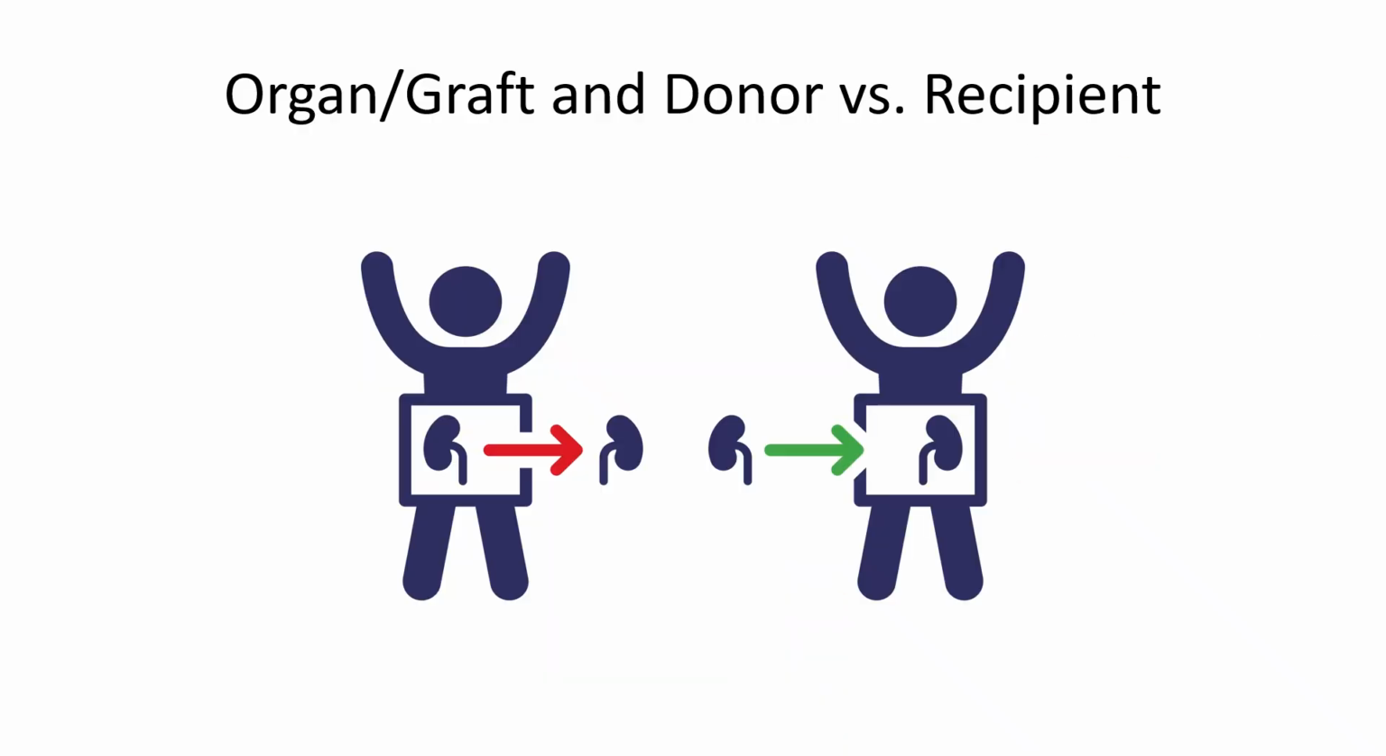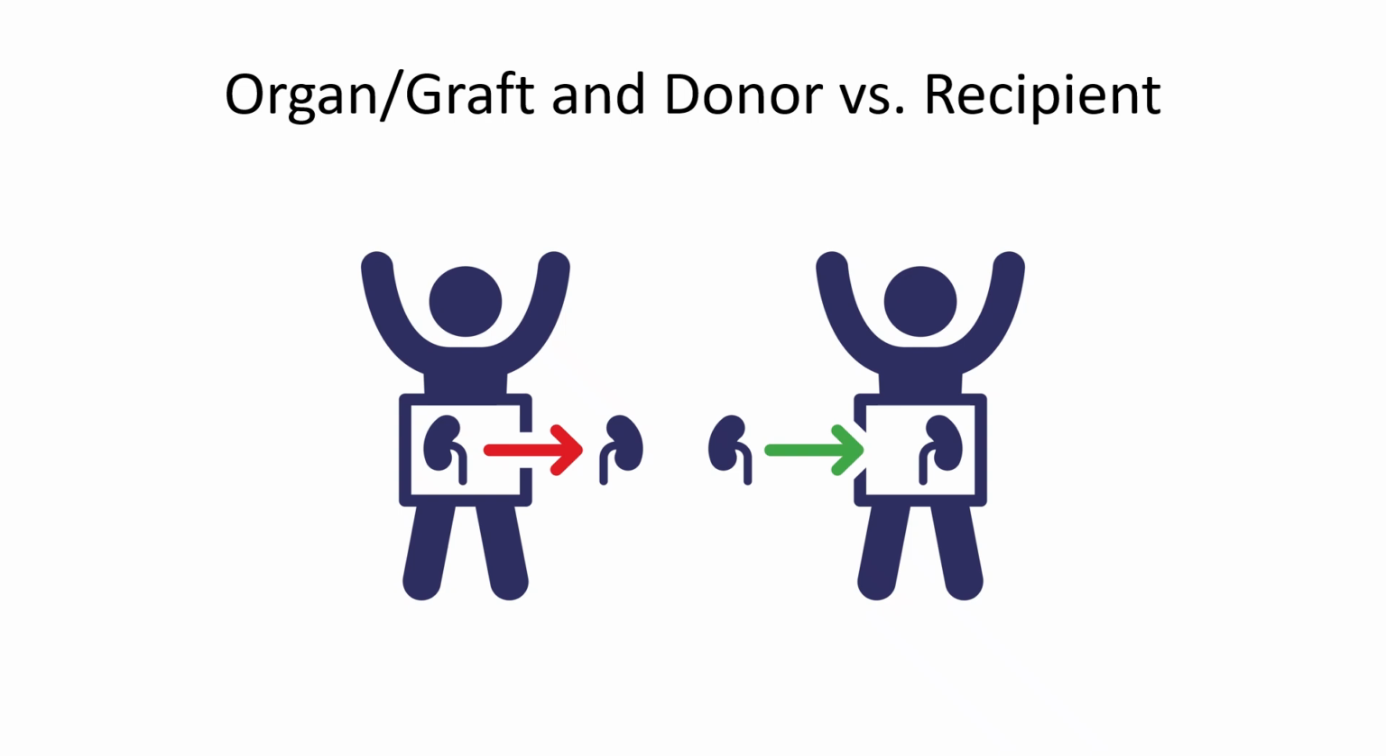In medical coding, anytime you have a transplant, we refer to the organ being transplanted as a graft. So when you're coding, you're going to see organ and graft used synonymously. So just so you know, that's what that is.